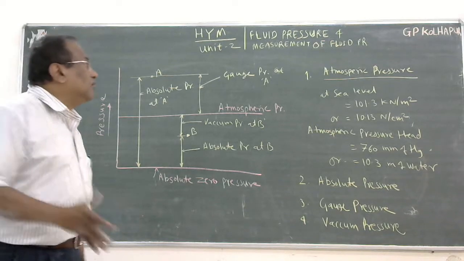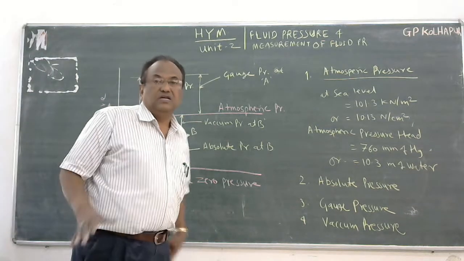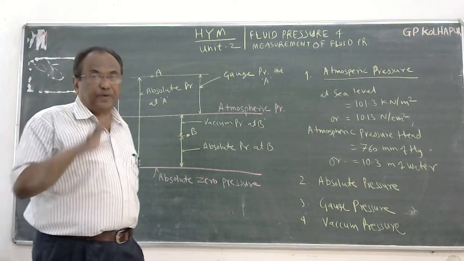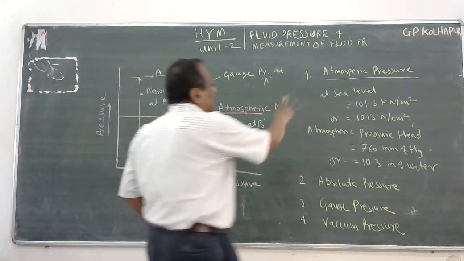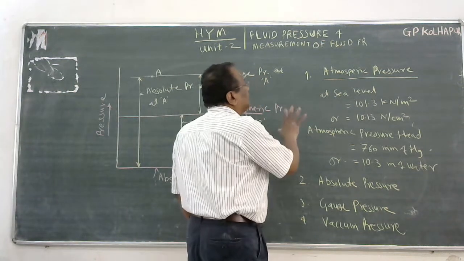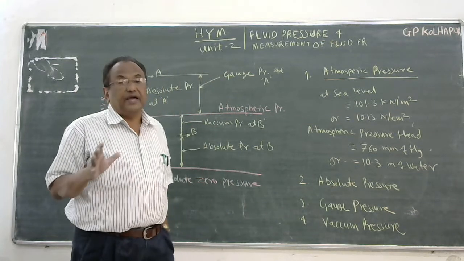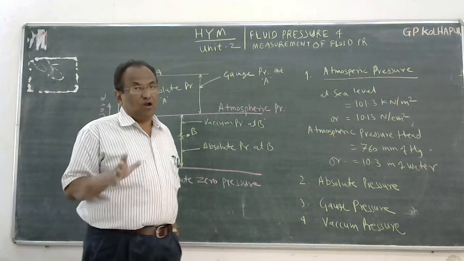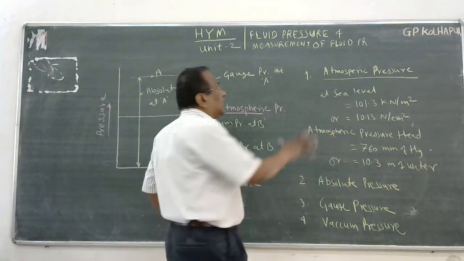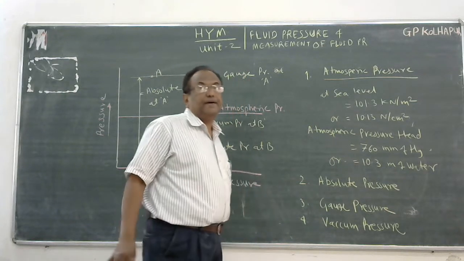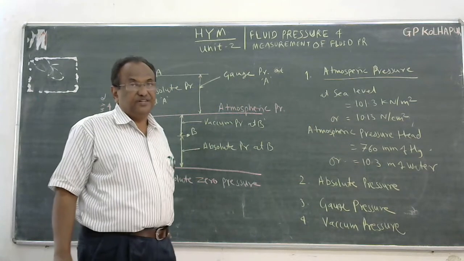This pressure is called the atmospheric pressure. The pressure due to atmospheric air is called atmospheric pressure. This pressure is measured with the help of a gauge known as a barometer, so it is also known as barometric pressure.